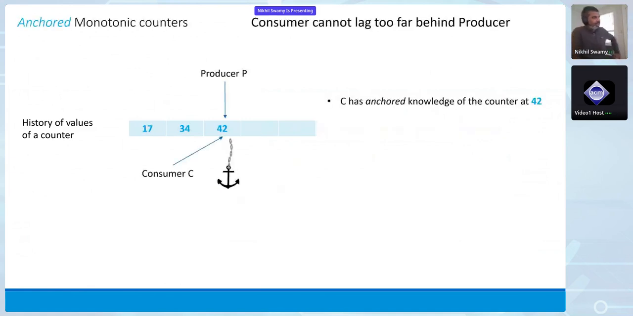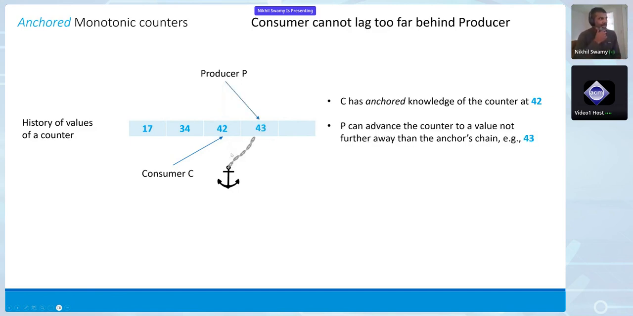And the twist we have on it here in FastVer is we have a notion that we call the anchored monotonic counter. So here, what we want to model is that the consumer's knowledge shouldn't lag too far behind what the producer is producing. So here in this picture, if the producer is currently at the value 42 and the consumer knows the current value, the consumer can anchor this current value, by which we mean the producer is allowed to update the current value to some new value that's not too far away from the current anchor.